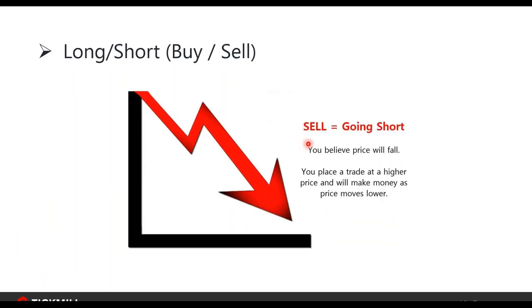Next is short, or sell. Short or sell means going short. You believe price will fall, you place a trade at a higher price and will make money as the price moves lower. For example, this is your buy price, your sell price, and the market went down in your favor. So you will start to make money. That term is also going short.